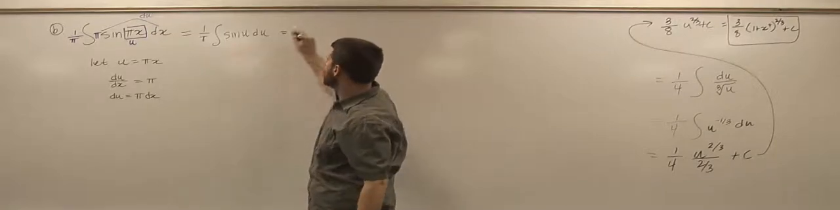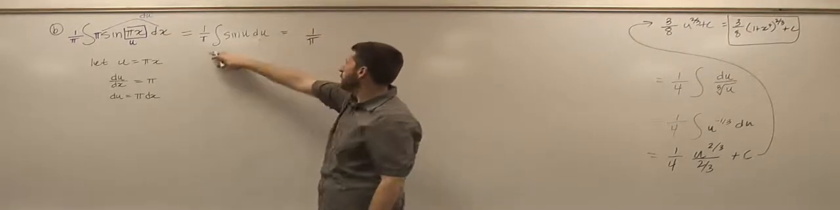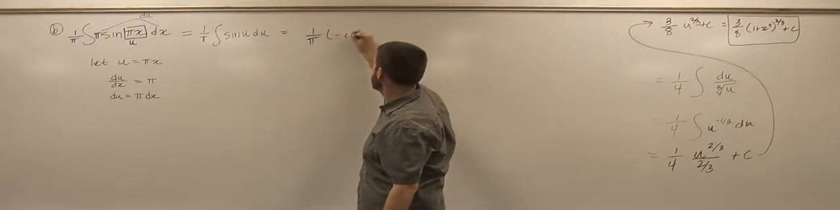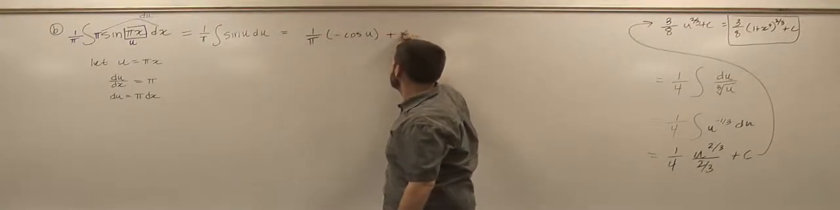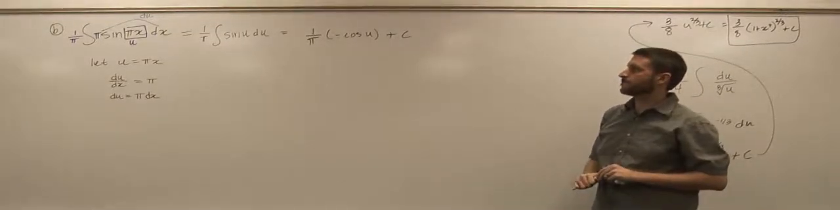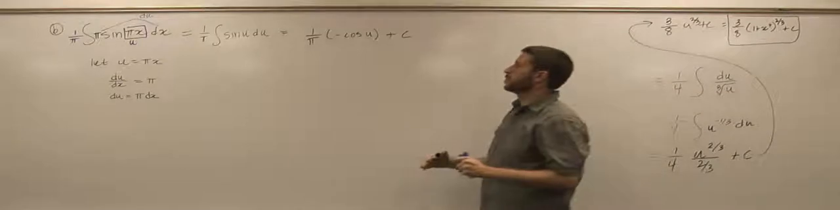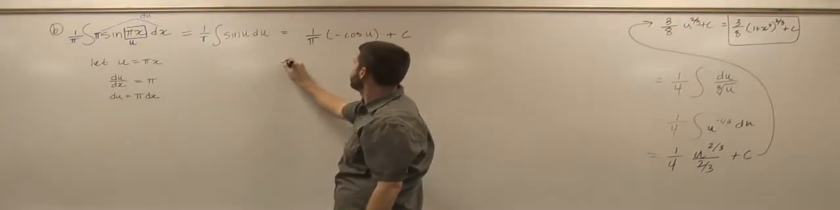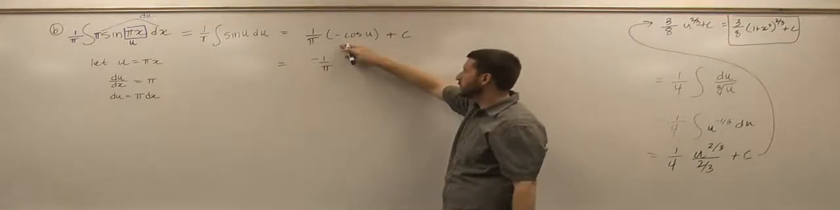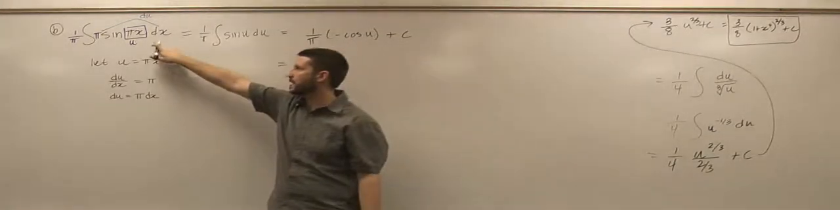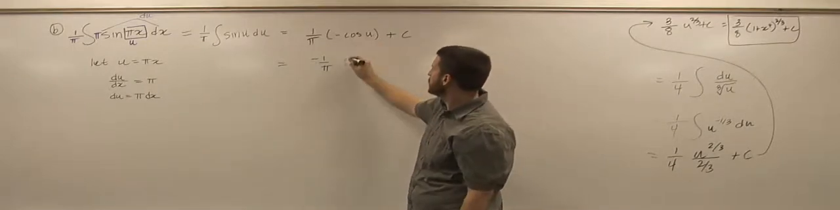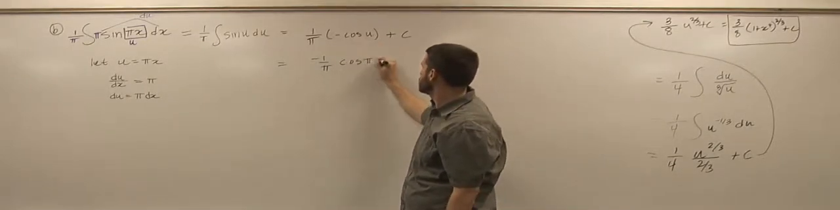So when you do this integral, you'll leave the constant out front, 1 over pi, but then it'll become negative cos u. So negative 1 over pi. Again, you don't want to leave your answer in u's if you start in x's. So I'll have to put my u back in, so it'll become cos pi x.